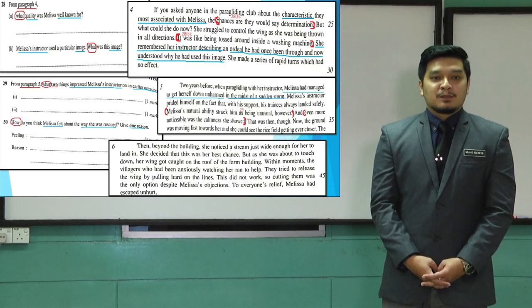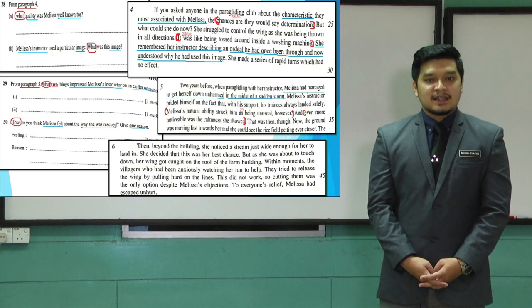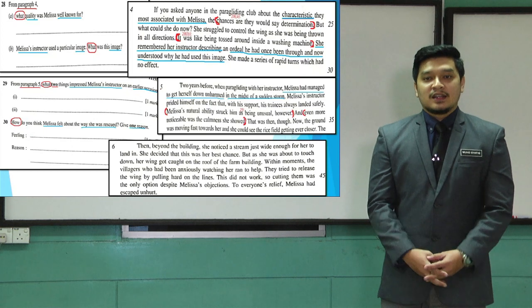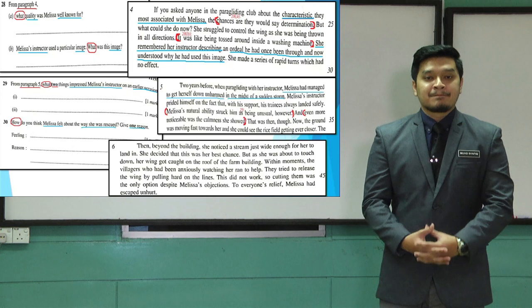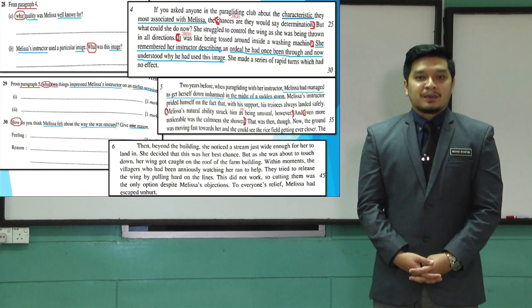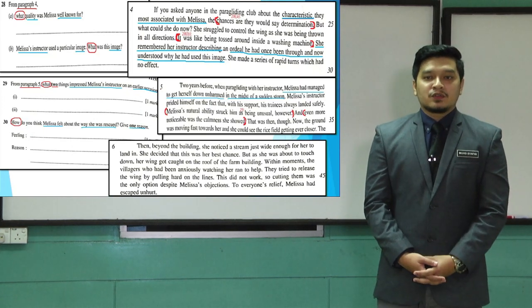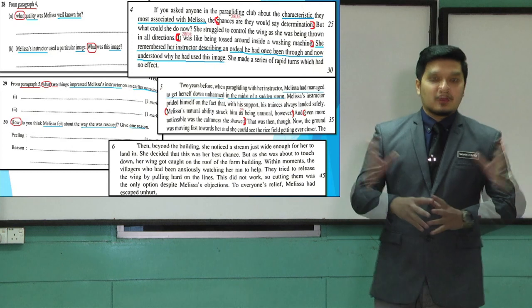Alright, moving on to question B. Melissa's instructor used a particular image. What was this image? Okay, so we are looking for an image used by the instructor when he was advising Melissa, when he was teaching Melissa. So, but what could she do now? Let's look at paragraph 4. She struggled to control the wing as she was being thrown in all directions. Okay, so we know that she was struggling to control the wing because she was being thrown in all directions.